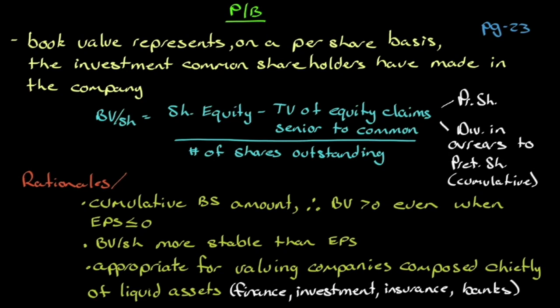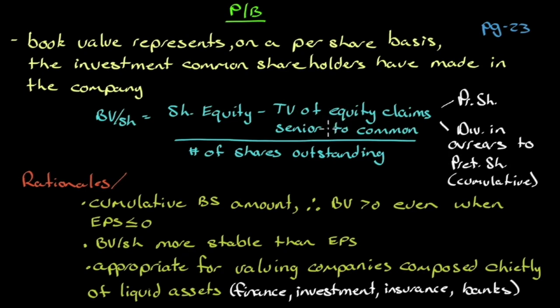So book value represents on a per share basis the investment common shareholders have made in the company. So we get to book value per share by taking our shareholder equity and subtracting the total value of equity claims that are senior to common.